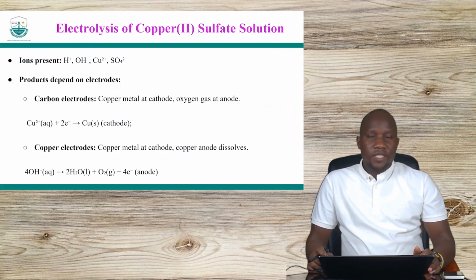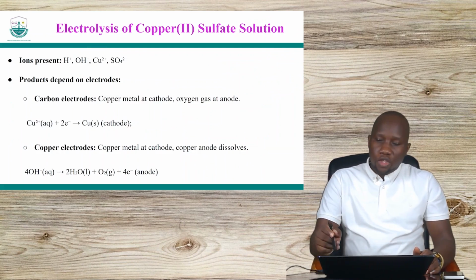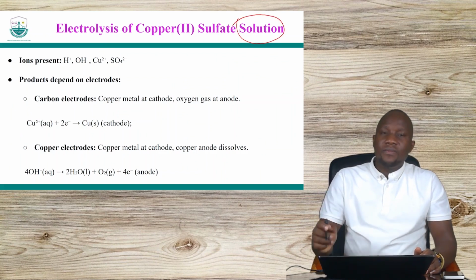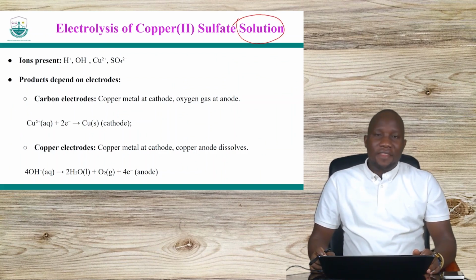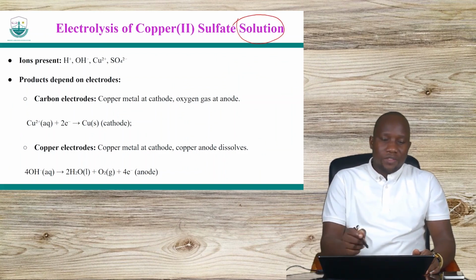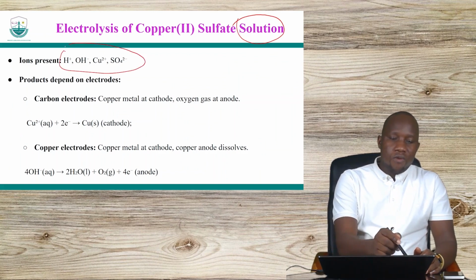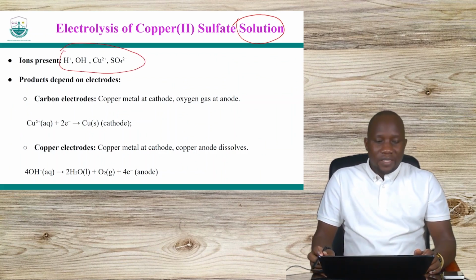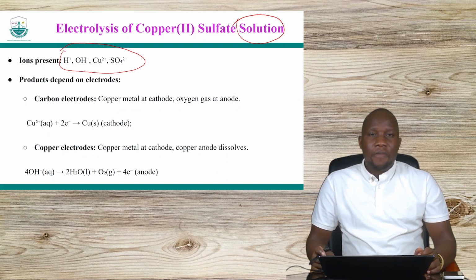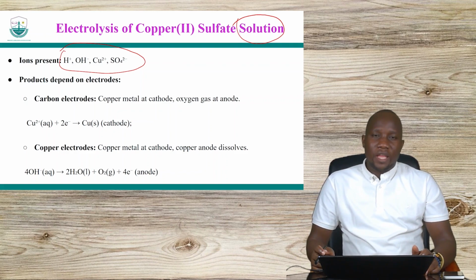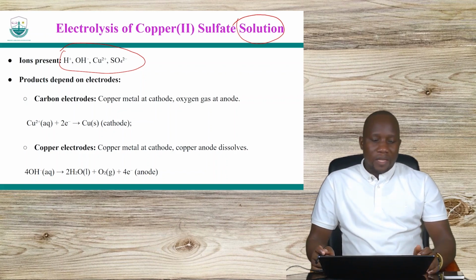Copper 2 sulfate solution. There is water in there, so I will not go into details. So we have these 4 types of ions present, and then still you go to which ones get discharged in relation to the other. Still the rule of the electrochemical series applies.